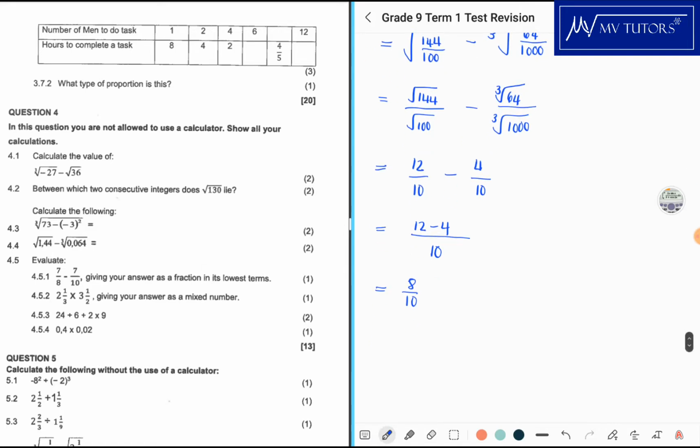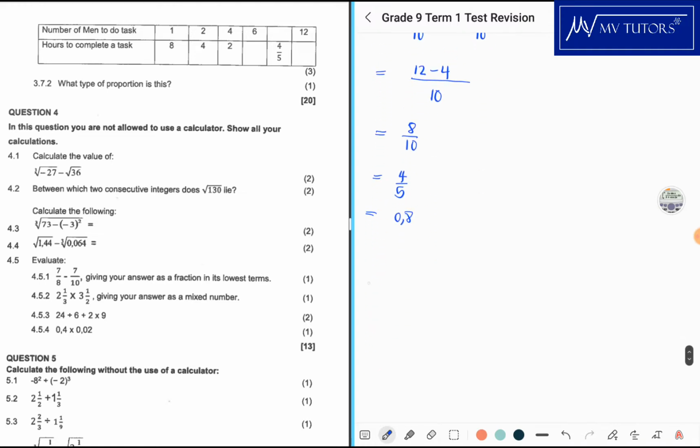In what form do they want us to leave it in? They didn't say, and it's just 2 marks. I'm doing a lot actually. If I simplify it, I'm going to get 4 over 5. Or if you write it in decimal, it's just going to be 0,8. Okay, it's up to you. And now we can do 4.5.